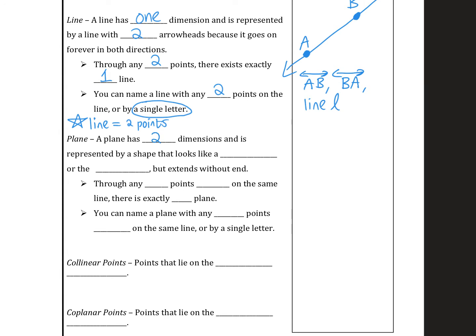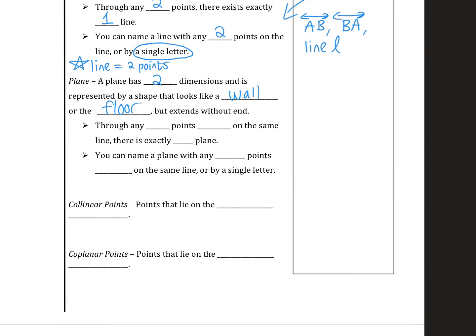It can go back and forth. 2 dimensions is like a coordinate plane. It can go left and right or up or down. It goes in 4 different directions, basically. 1 dimension means it goes in 2 different directions, okay? All right, a plane has 2 dimensions and is represented by a shape that looks like a wall or the floor, but extends without end.